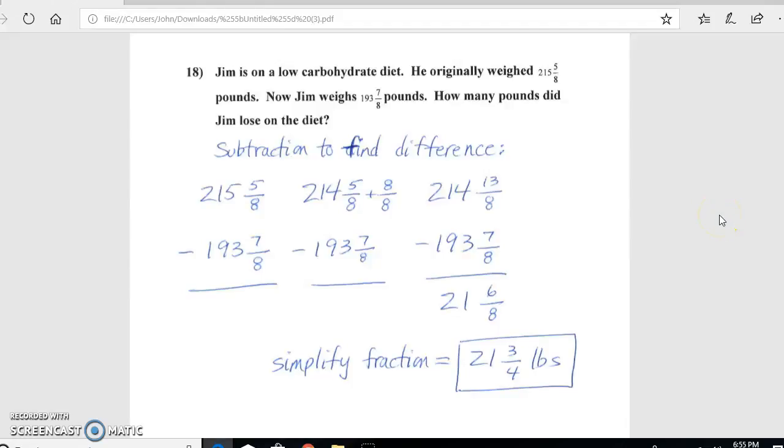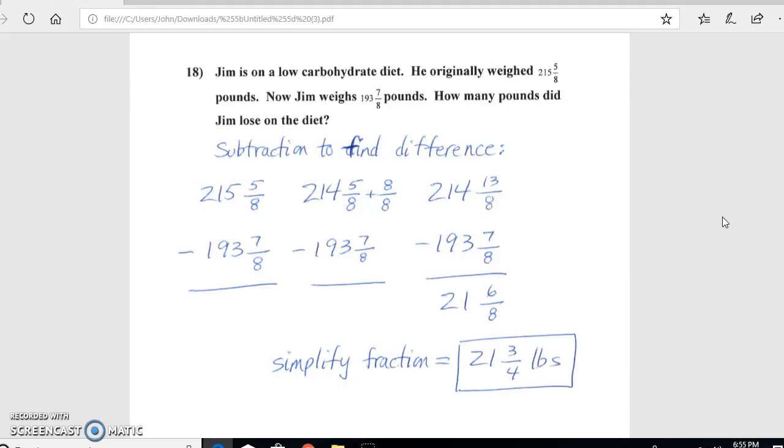This is the practice test for fractions. Here we're working on number 18. And the problem states that Jim is on a low carbohydrate diet. He originally weighed 215 5/8 pounds. Now Jim weighs 193 7/8 pounds. How many pounds did Jim lose on the diet?